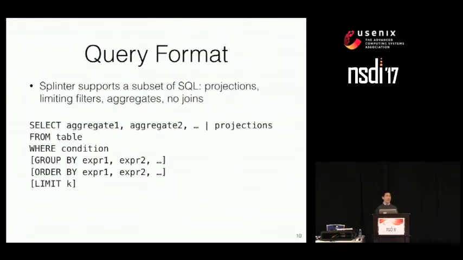So here's the query format. Splinter supports a subset of SQL, specifically projections, limiting filters, aggregates, and no joins. We support queries in the following format. Select multiple aggregates or projections from a single table where certain conditions hold, and group by or order by multiple expressions with a specific limit. And it's important to note that Splinter's goal is to keep the sensitive information in the condition private. And in the next slide, I'll show what conditions Splinter supports.